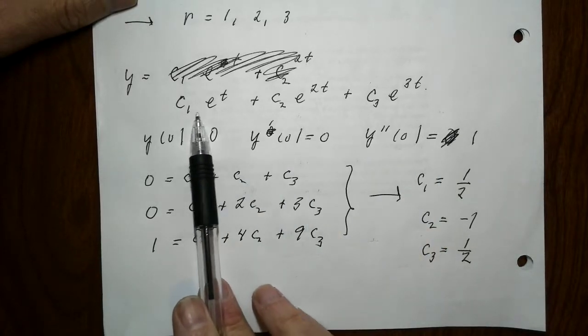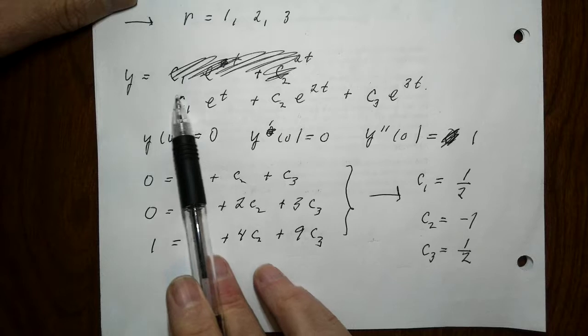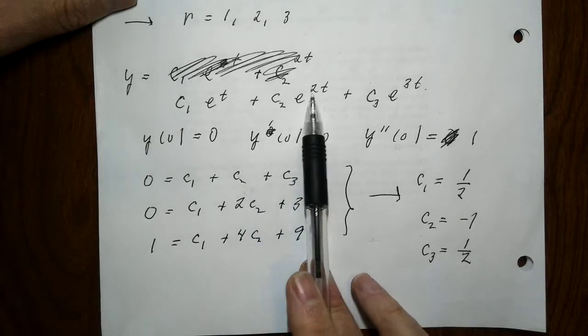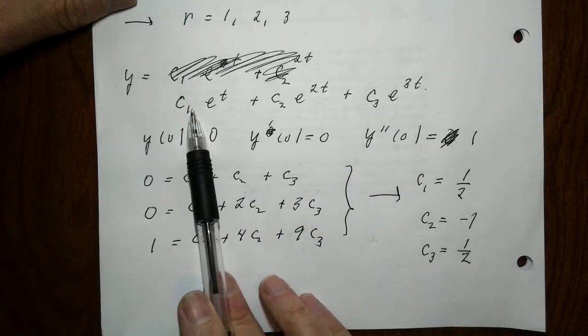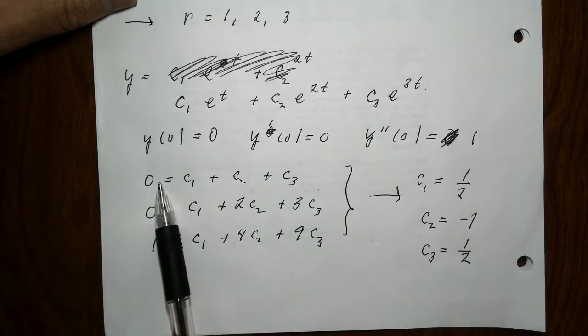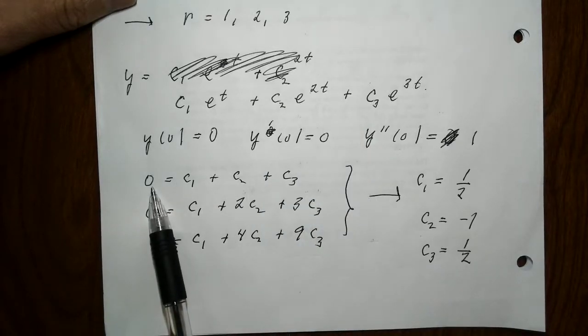If I plug 0 in here, I get c1 times 1. Remember, the exponentials at 0 will all be 1, so I'll have c1 + c2 + c3. That has to add up to 0.